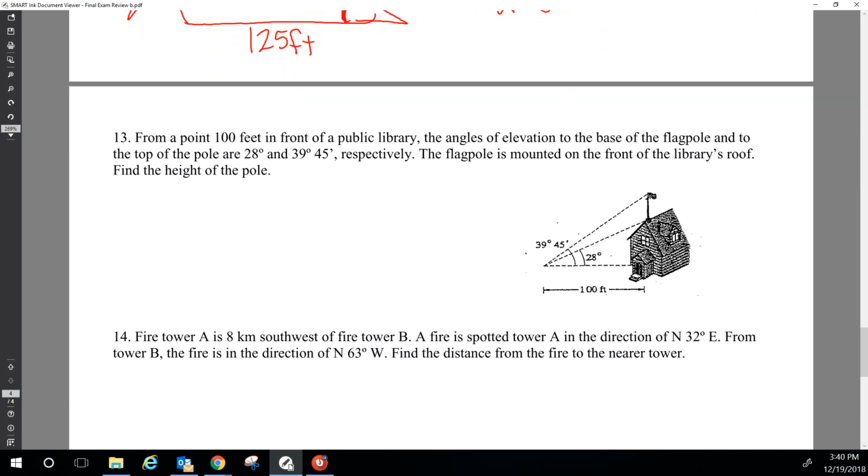All right, from a point 100 feet in front of the public library, the angles of elevation to the base of the flagpole and to the top of the pole are 28 degrees and 39 degrees. Oh, sorry, for 13 and 14 both, I'm seeing them now. These are doing degrees, minutes, seconds, which is something that we did not cover, so don't worry about 13 or 14. If you're interested in degrees, minutes, seconds, come talk to me and I'll talk to you about directions, but we did not cover it. It's not really a TEK of ours, so we did not add that into this unit.